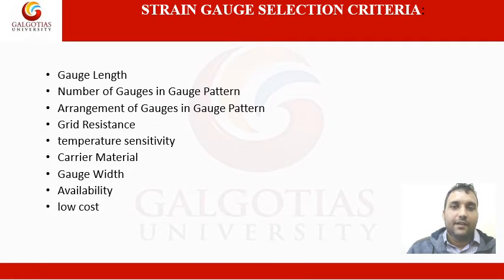Next is the strain gauge selection criteria. The strain gauges can be selected using gauge length, number of gauges in gauge pattern, arrangement of gauges in gauge patterns, gauge resistance, temperature sensitivity, carrier materials, gauge width, availability, or cost.